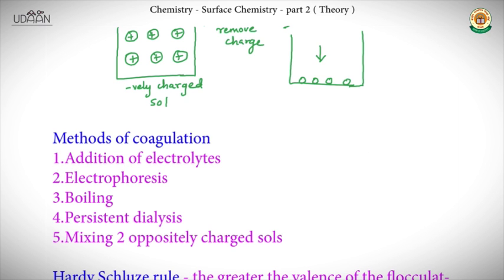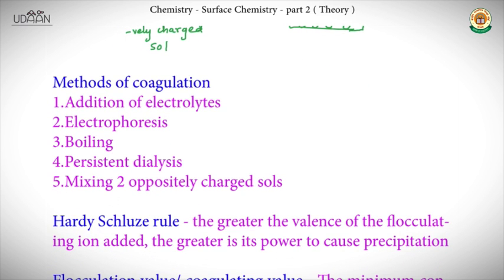Now we come to a very important rule called the Hardy-Schulze rule. It says that the greater the valency of the flocculating ion added, the greater is its power to cause precipitation. And can you explain what's a flocculating ion? Yeah.